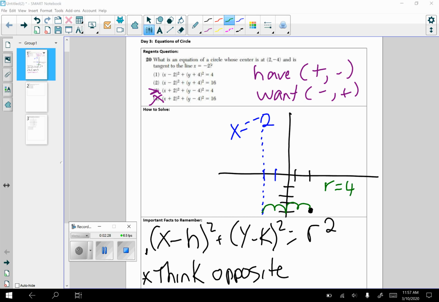If I look at my choices, remember, they're always equal to the radius squared. So in choice 1, the radius squared is 4. My radius is going to be 2. In choice 2, my radius squared is 16. So my radius is 4, and that is the answer to the question.